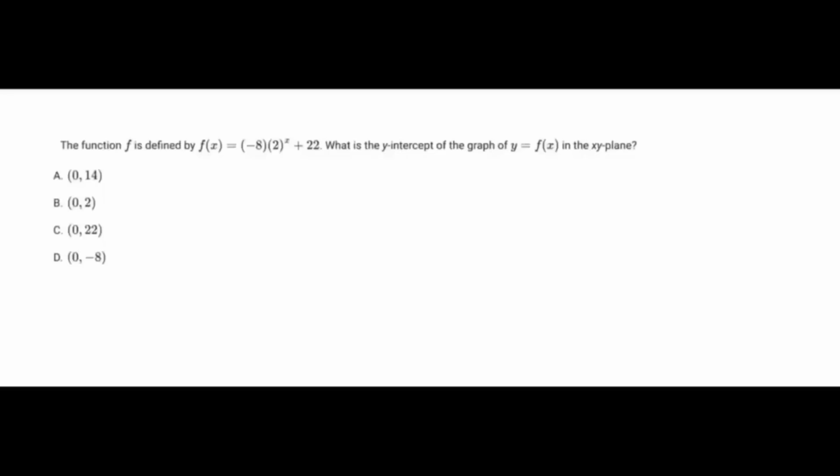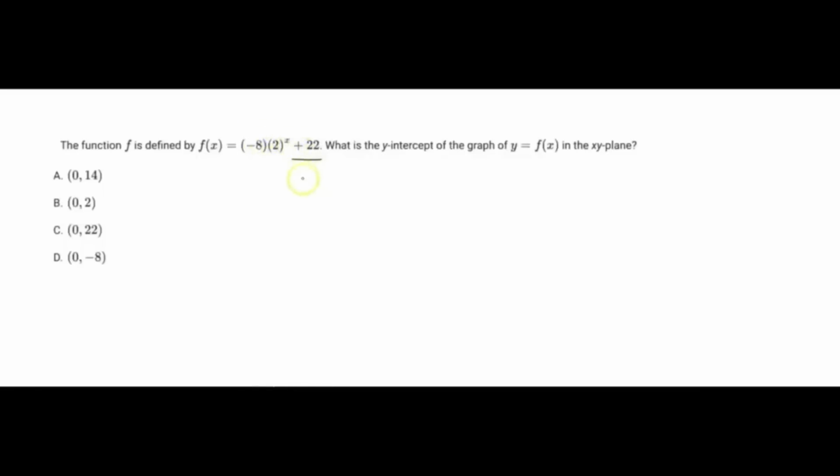The function f is defined as f of x equals negative 8 times 2 to the power of x plus 22. What is the x-intercept of the line y equals f of x in the xy plane? All right, so first off, the number that's probably jumping out at you is the plus 22, but don't fall into this trap. There's always that answer choice that they want you to pick, but it's really just a trick answer. So instead of jumping to conclusions, seeing this plus 22, everything else here is being multiplied and is dependent on x.